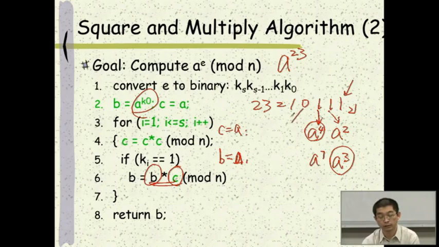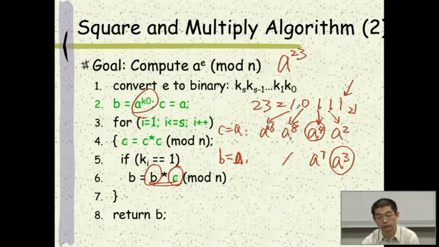The next bit is a 0, so I'm going to square the current value of c, which becomes a to the power 8, and I'm not going to do anything on b. And the last bit is a 1, so I'm going to square the current value of c, so a to the power 8 becomes a to the power 16.